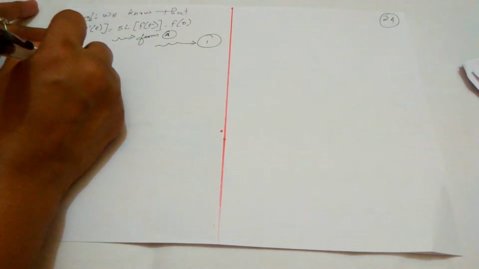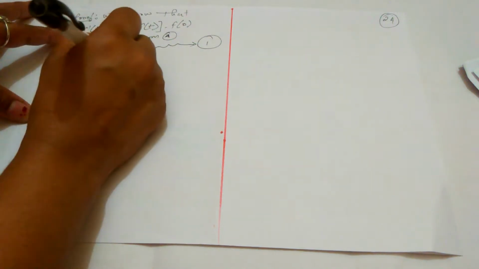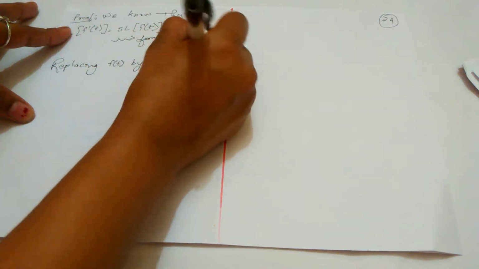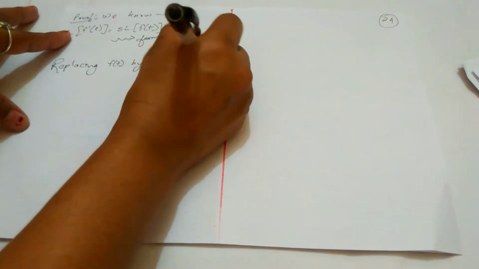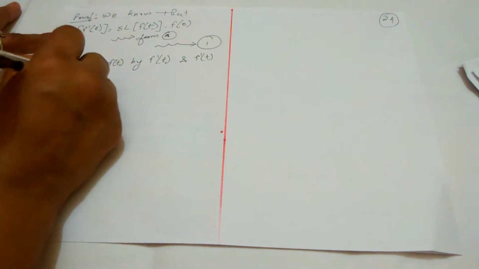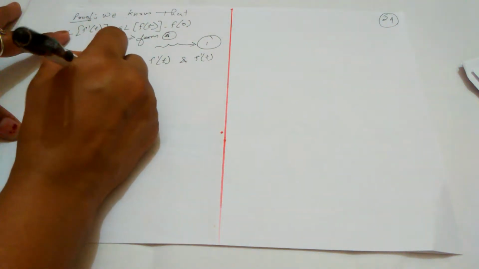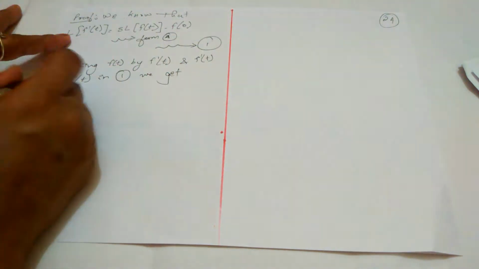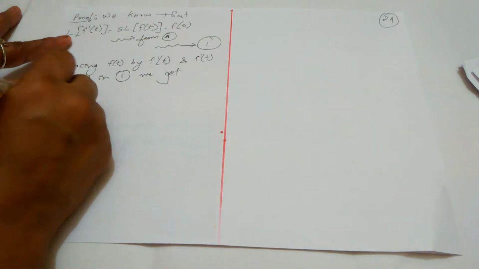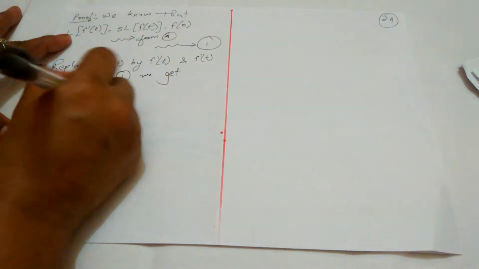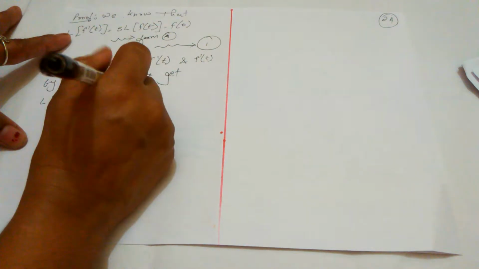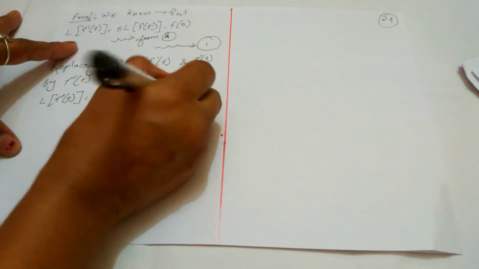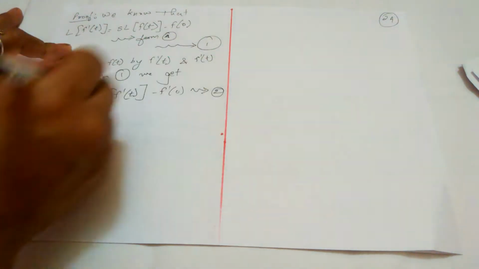Now replacing f of t by f dash of t and f dash of t by f double dash of t in 1. So what will we get? We are just replacing these contents. L of f dash of t is equal to s L of f dash of t minus f dash of 0. Let me mark this as equation number 2.